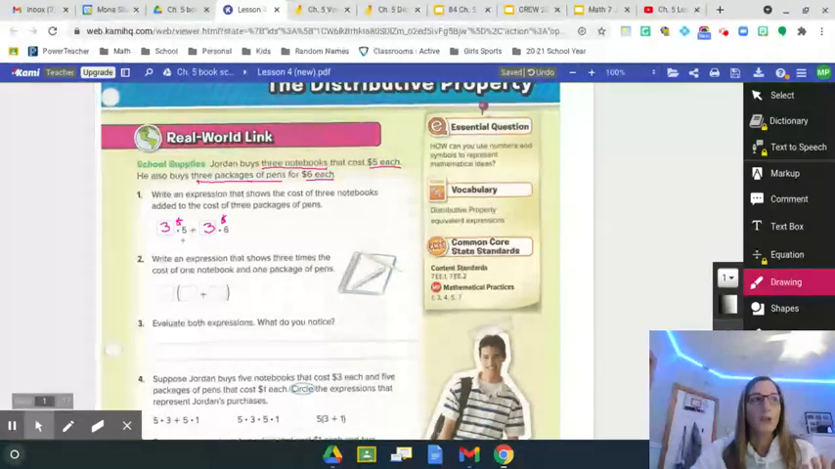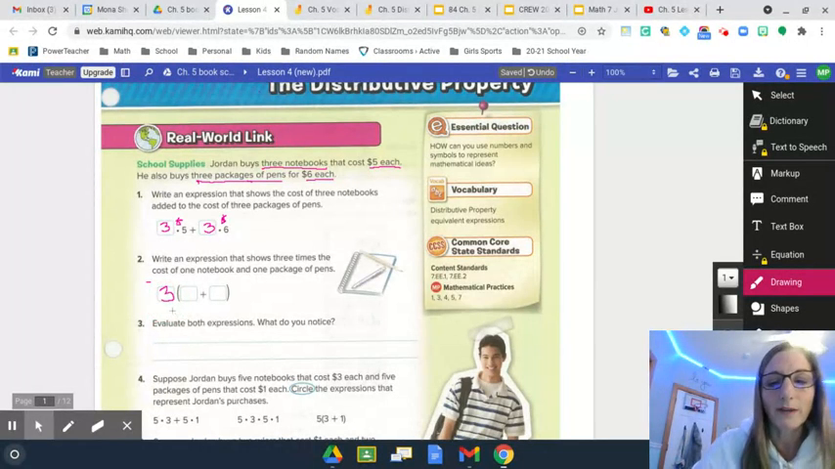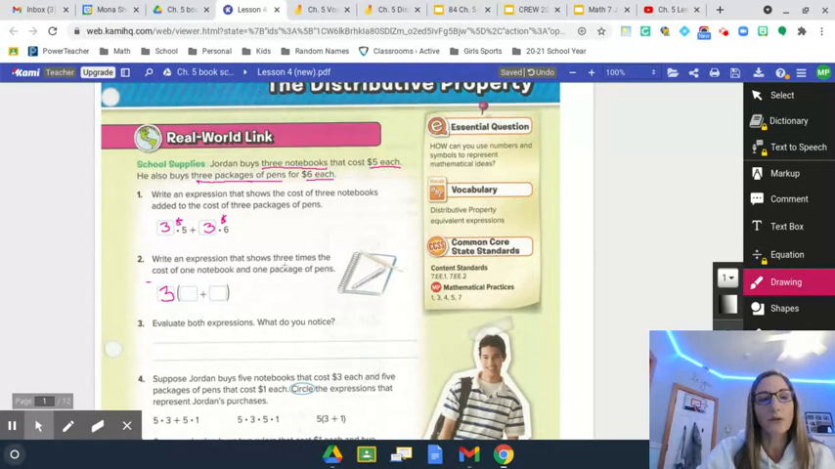And so we just, again, use this example with the Michigan Adventure, and you're looking at, well, what does this expression have in common? What kind of stands out? Well, you're buying 3 notebooks and you're buying 3 packages of pens. So that 3, number 2 here, is what we're going to see on the outside of the parentheses. That's what's in common with both. So it says, write an expression that shows 3 times the cost of 1 notebook and 1 package of pens. We know it's $5 each for the notebook, $6 each for the package of pens.